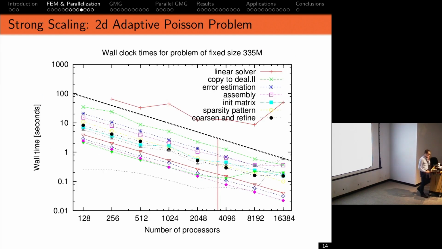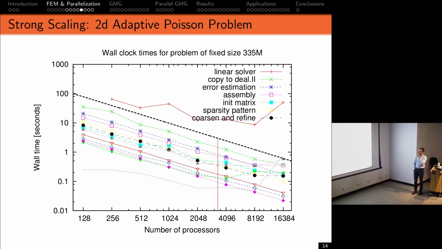Okay, so how does that look? That's been a while ago, that picture. But so this is a strong scaling plot. On the x-axis is the number of processors up to 16,000, and that's a fixed problem size of 300 million unknowns. So it's just a linear system, 300 million by 300 million.